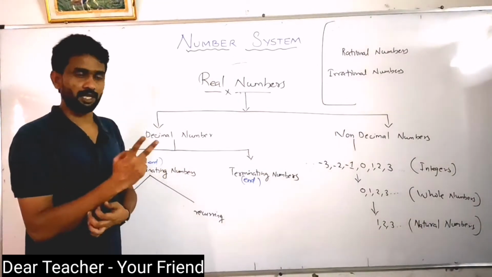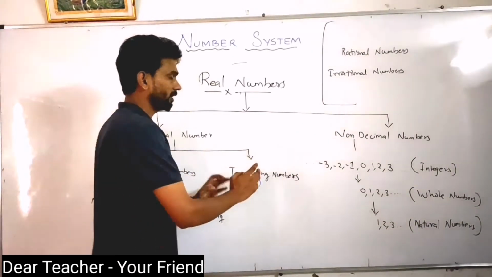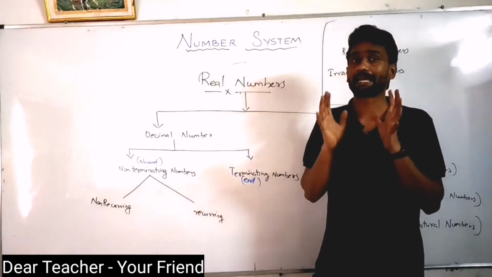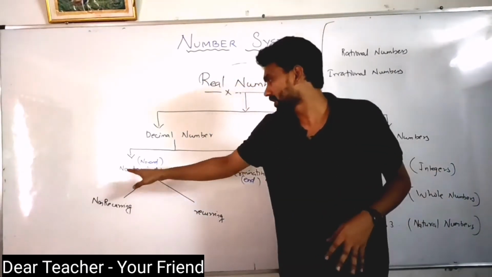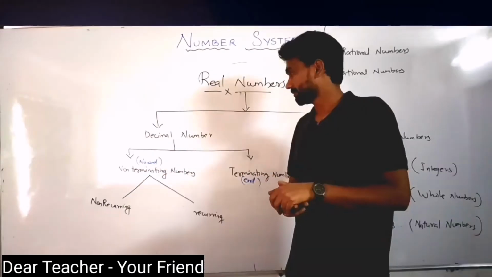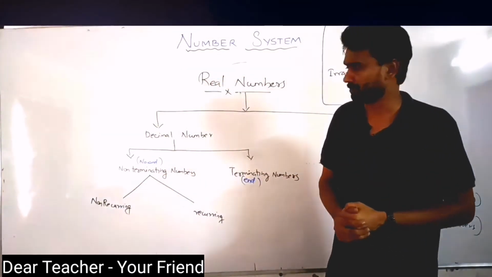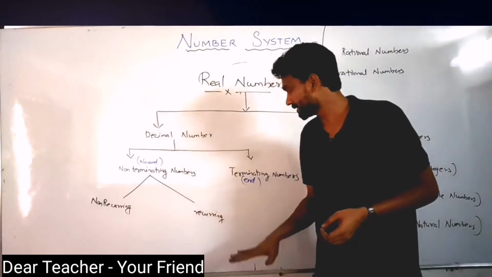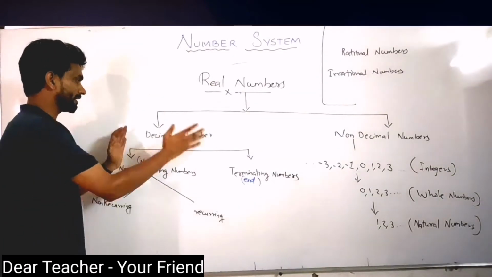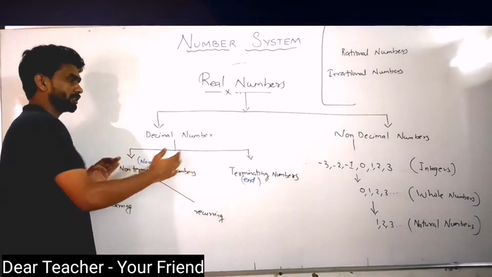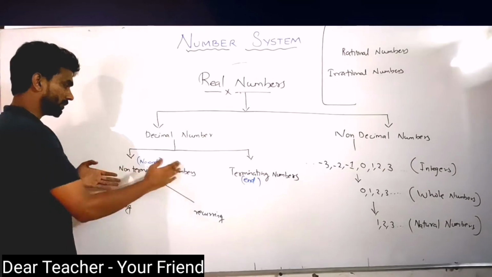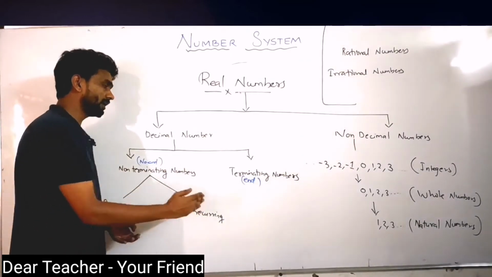Decimal numbers are two types. Non-terminating and terminating. What is meant by terminating? Terminate means end. Now non-terminating numbers, terminating number. Here no end, here it has end. There are two types of non-terminating numbers. One is non-recurring numbers, another one recurring numbers. Look at this. Decimal numbers are two types, terminating and non-terminating, and non-terminating are two types, non-recurring and recurring.